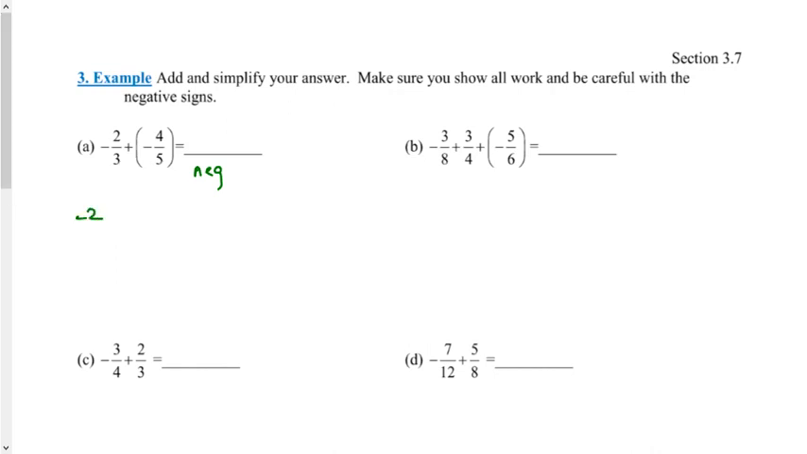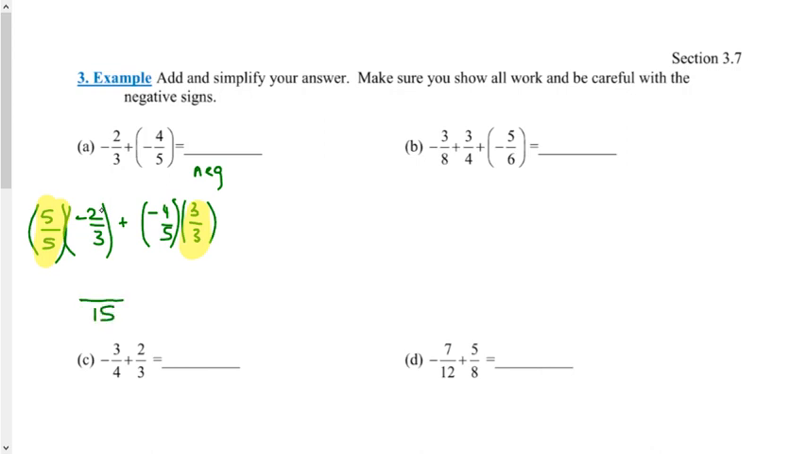So I have this negative 2/3 and I have this negative 4/5, and here's what I'm going to do. I've got to get these both to 15ths. So I'm going to multiply this one by 5/5, and I'll multiply this one by 3/3. Now, I made these up myself, but I did it so that the denominators would multiply to be 15.